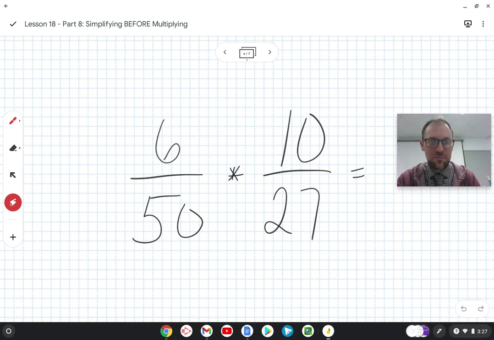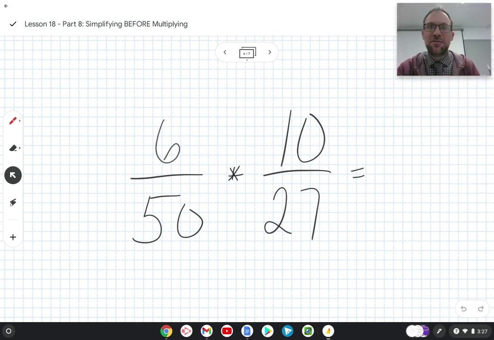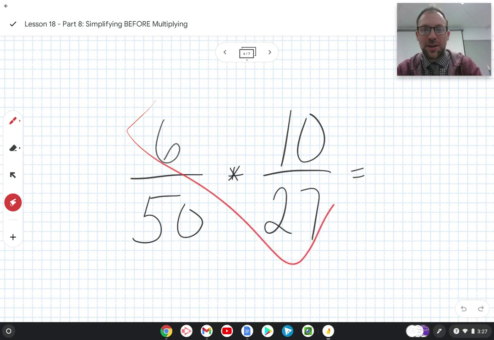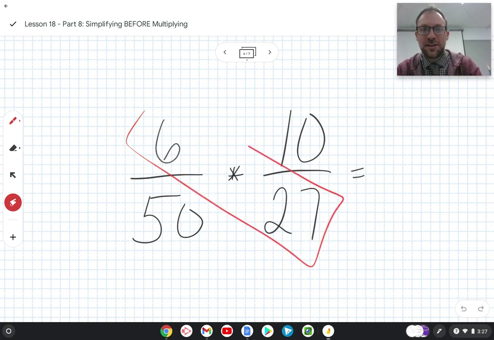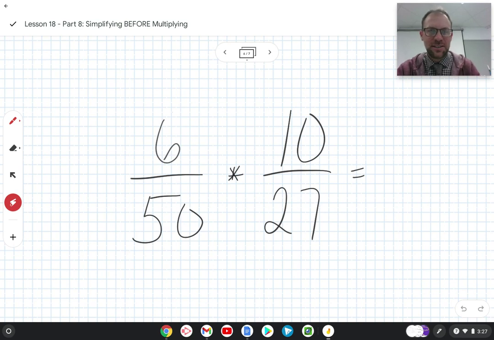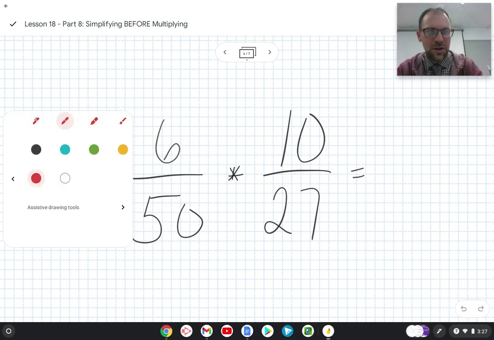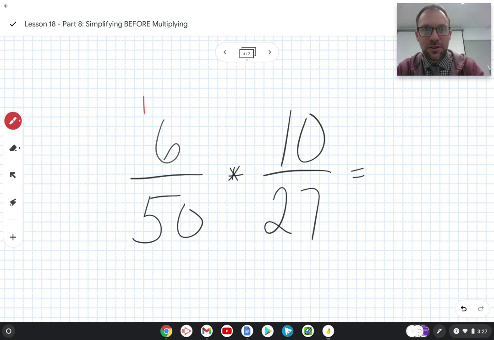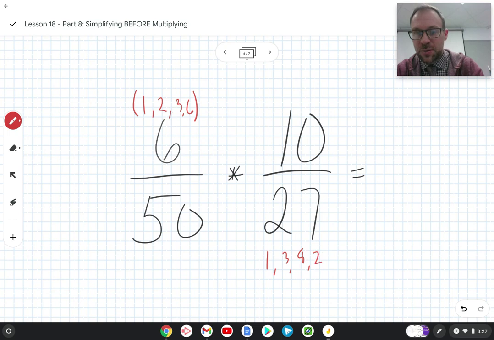Okay, here's another problem. Here we have 6/50ths times 10/27. Let's see if we can look at a numerator and denominator from different fractions and simplify them. Let's start with the 6 and the 27. Do they share any common factors? Now, if you don't know off the top of your head, you can quickly factor them out, right? Just like we've been doing: 1, 2, 3, and 6. 1, 3, 9, and 27. Oh, and look at that. We can see that they both share a 3. So we can divide 6 by 3, and we can divide 27 by 3.